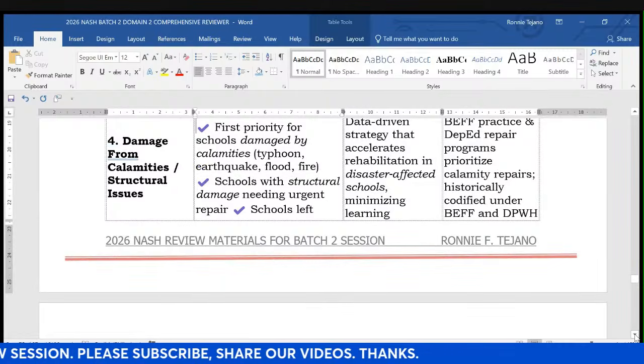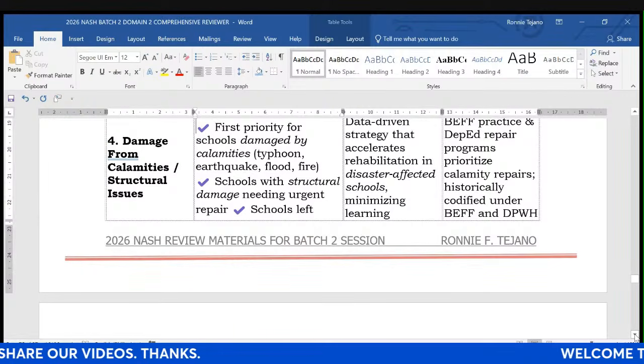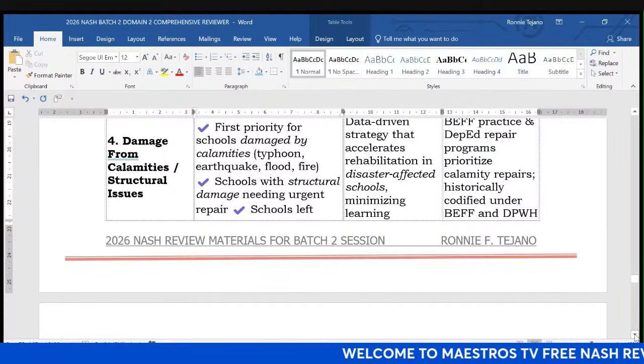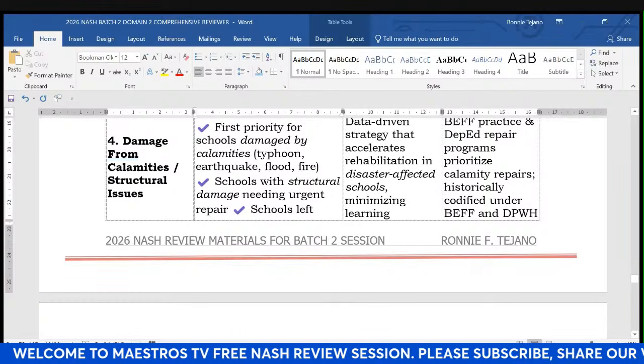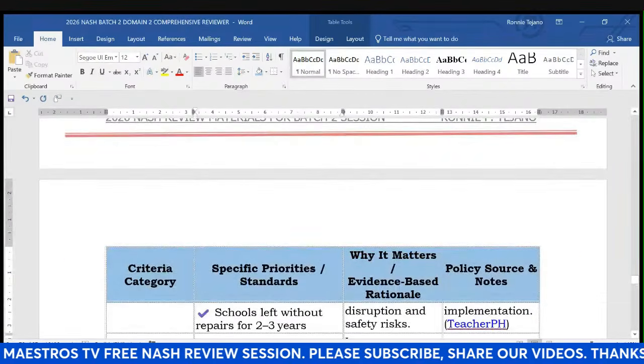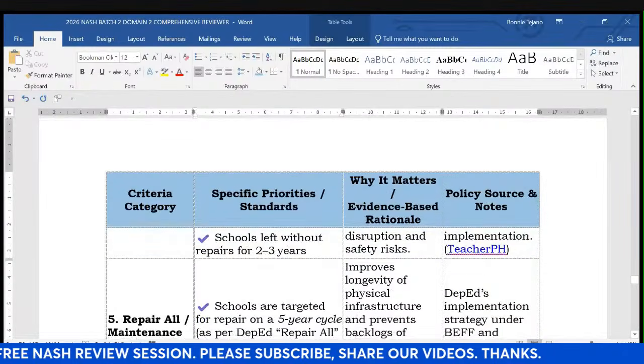Now, the damage from calamities, these are the first priority again if they are damaged by typhoon, earthquake, flood, or fire. Then the schools with structural damage needing urgent repair, and also schools left without repair for the past 2 to 3 years.